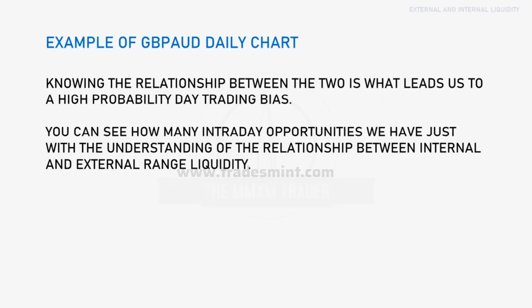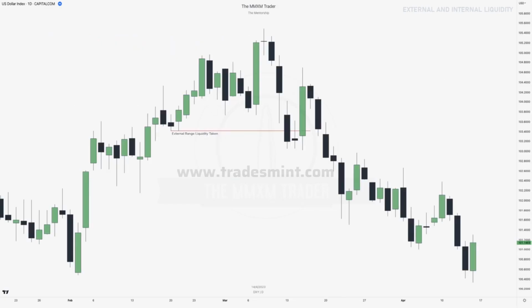Knowing the relationship between the two is what leads us to a high probability daily bias. You can see how many intraday opportunities we just had with the understanding of the relationship between internal and external range liquidity. Alright, we've got a USD dollar index daily chart. Again, example after example, and this is what you need to see. You need to train your eyes for external to external, and it will make your reading of bias a lot better. And sometimes you don't know what is the draw on liquidity, but with using external to internal and internal to external, it will make it a little bit easier and, might I say, more accurate.